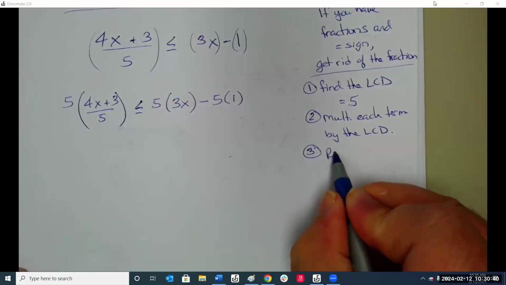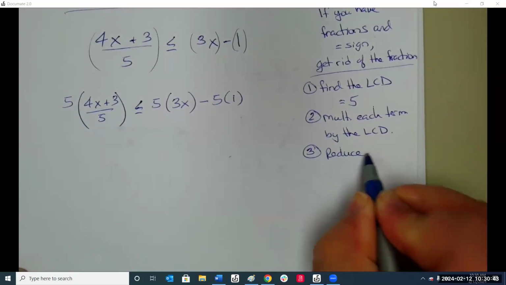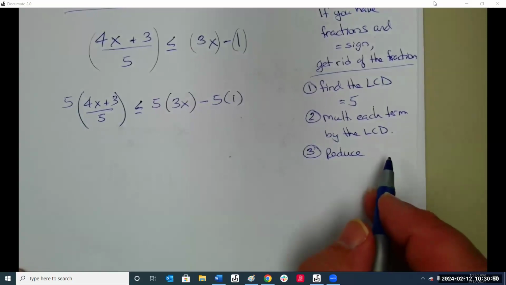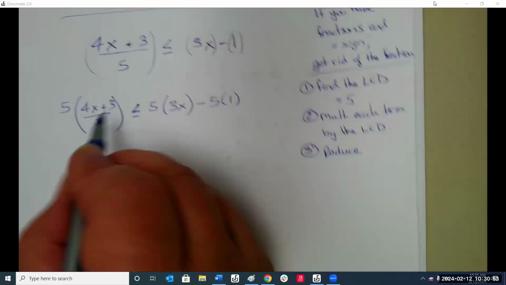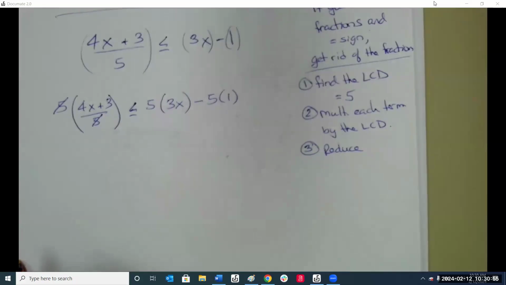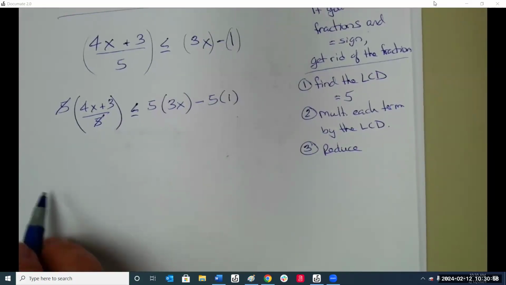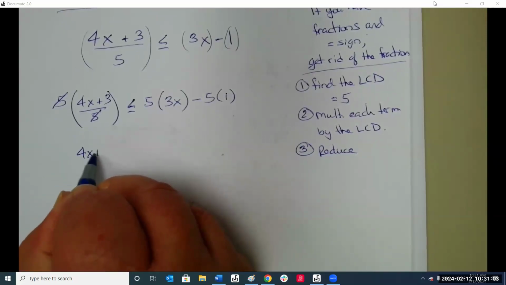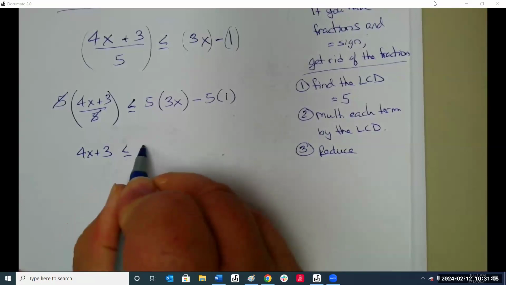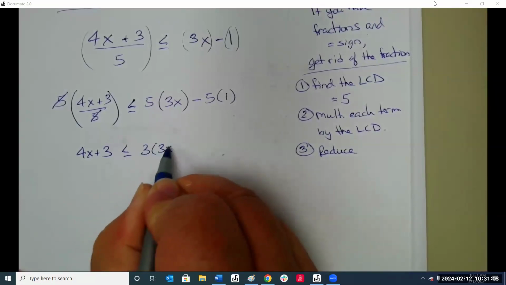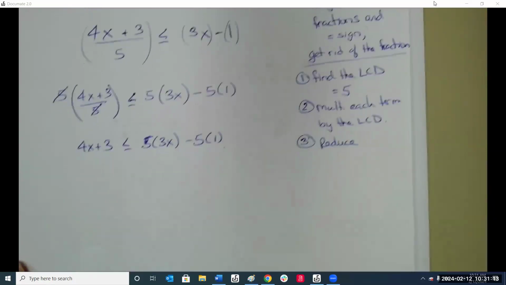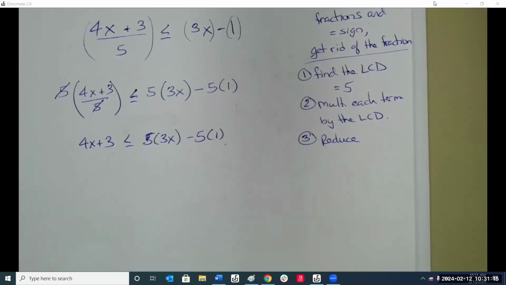Third step is reduce, cancel. Because what this is going to do is get rid of the fractions. So this 5 goes in the fat 5 one time, so it's gone. Nothing else. So what we have right now is this. That looks a lot easier.